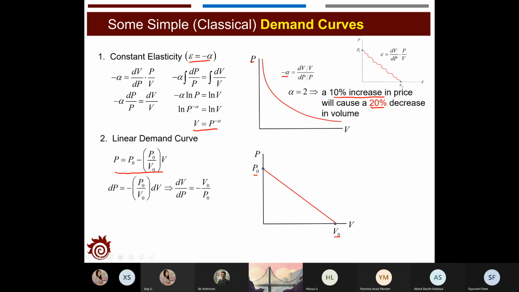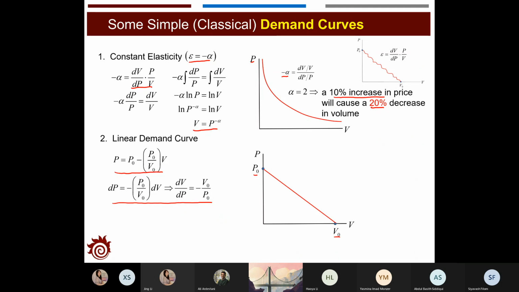And now we can find out the elasticity for this kind of demand curve. First of all, from the definition of the elasticity, we need to find the value of dP and the ratio of dP and dV. For dP divided by dV, you can use this equation to get the value. The result is minus V0 divided by P0.